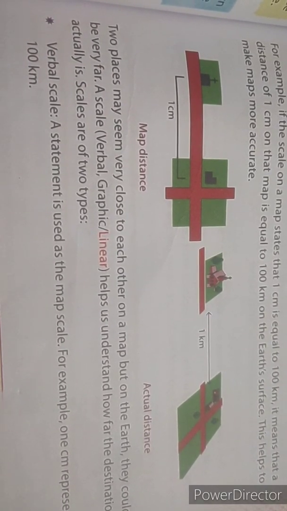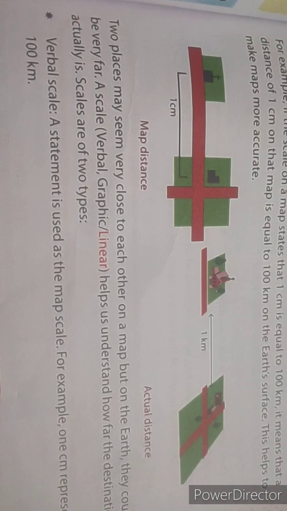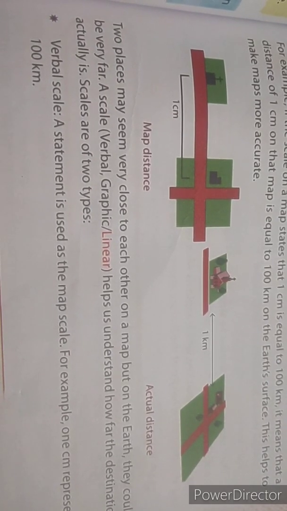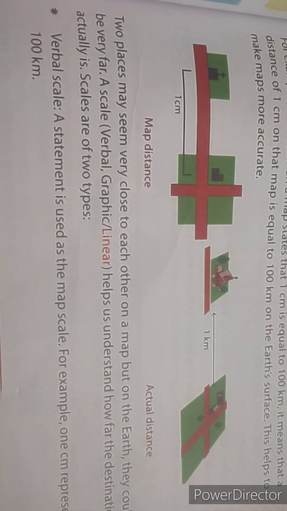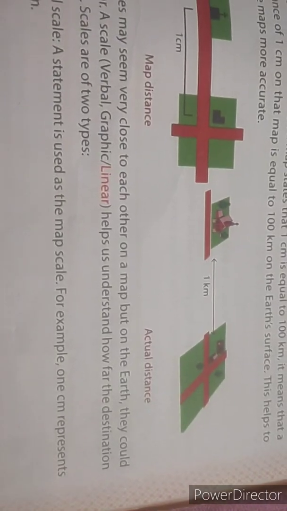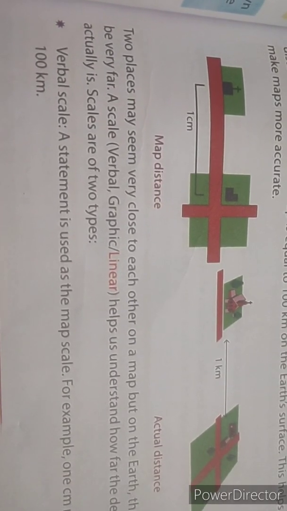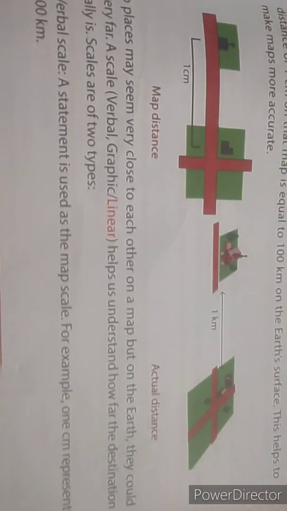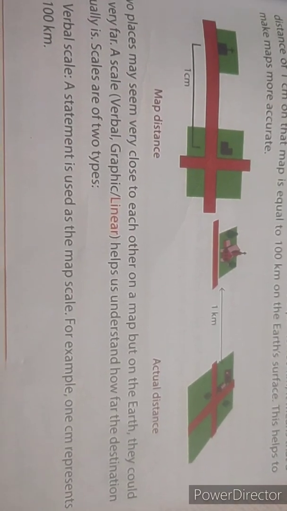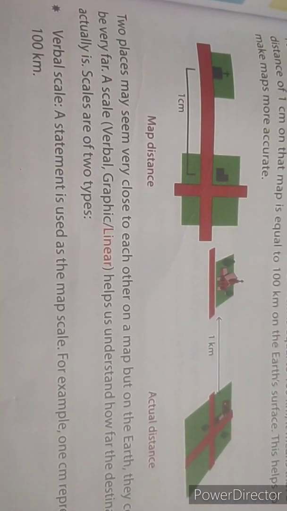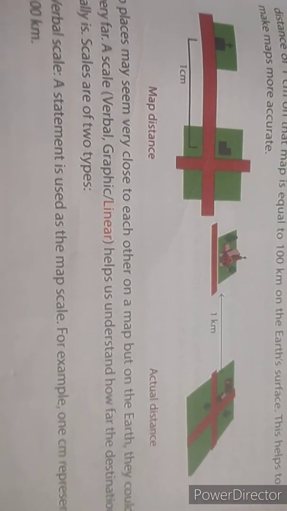Verbal scale. What is verbal scale? A statement is used as the map scale. For example, 1 centimeter represents 100 kilometer. That is called the verbal scale.